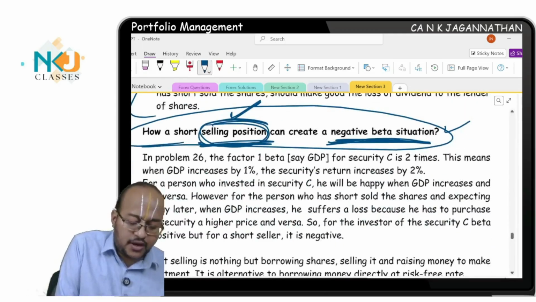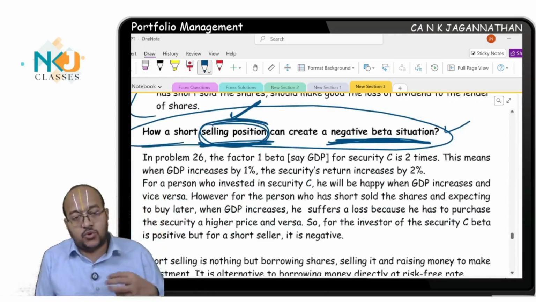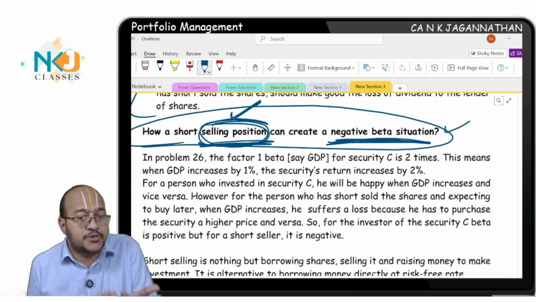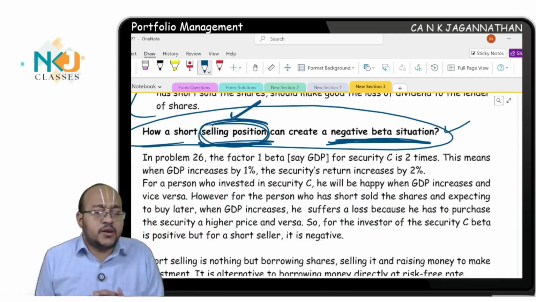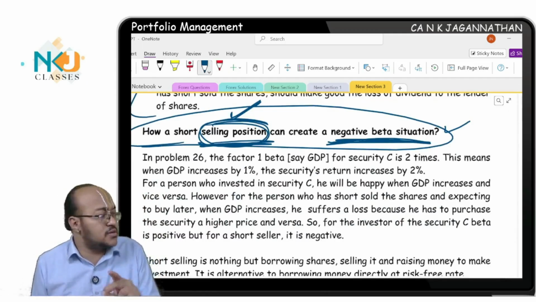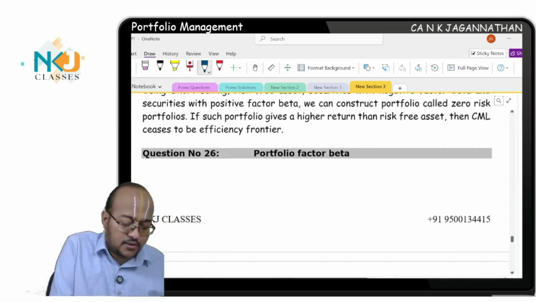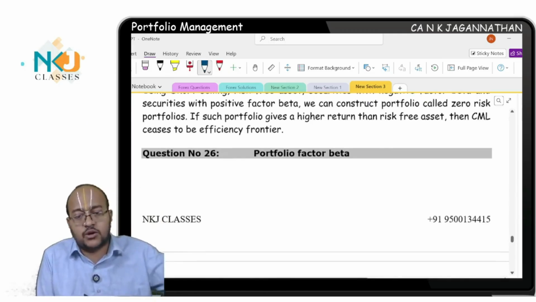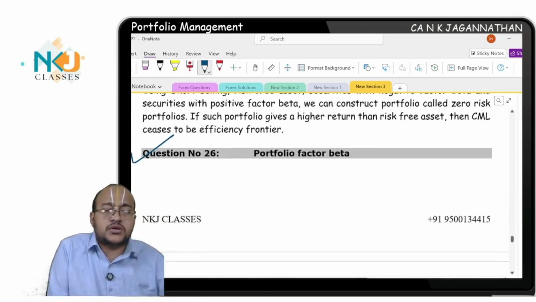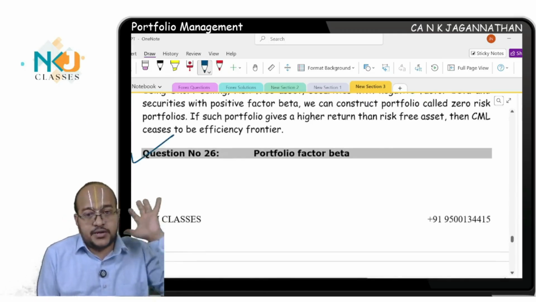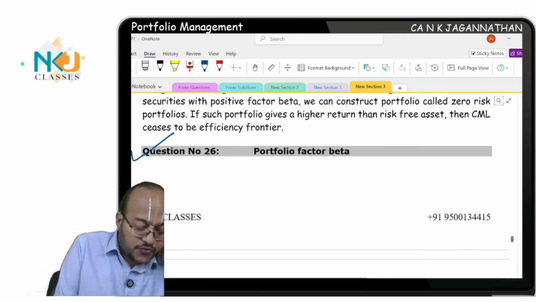How this will happen, I will show you through numbers. Then only you will have absolute clarity. Now it's very premature to discuss all these things. Through numbers, I can easily finish off the discussion. Shall we? Okay, take one question. I'll come back to the short selling, negative beta situation. We'll solve this question. Through this question, we'll understand how negative beta is created. Shall we? Okay. Portfolio factor beta.